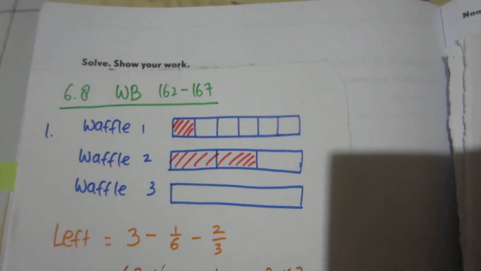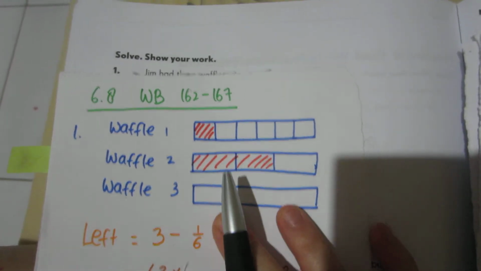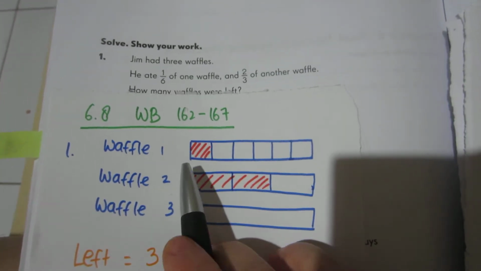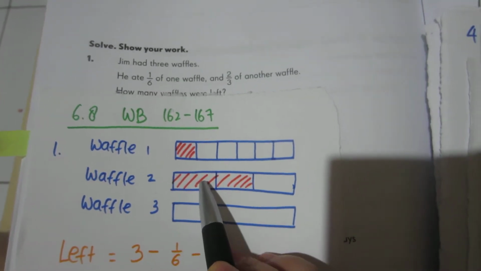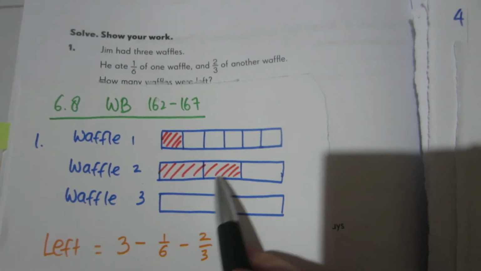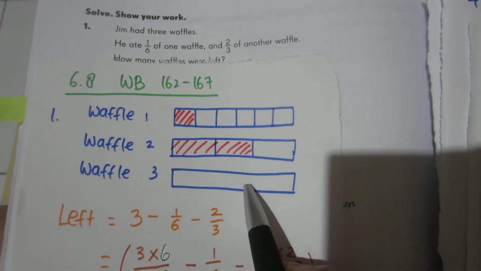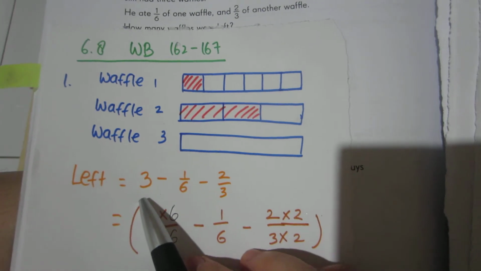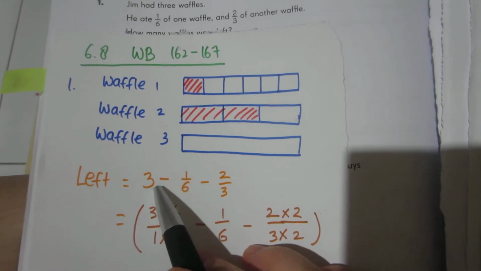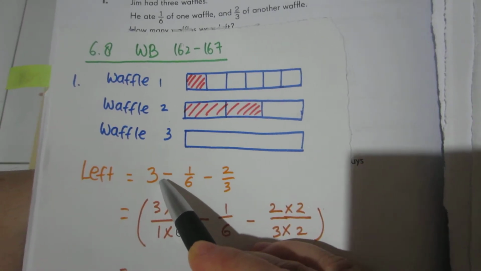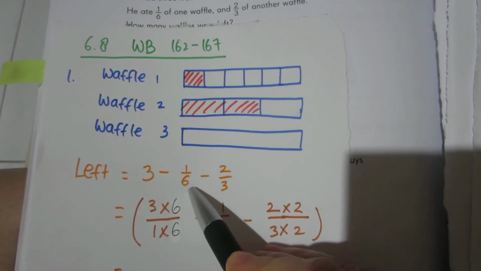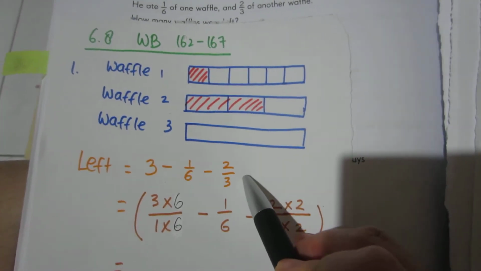So if we draw it, this is waffle number 1, which he ate 1/6, and then the second one, which he ate 2/3, and waffle 3, which he didn't eat at all. How many parts are left? So we have 3 waffles altogether, already eaten 1/6 and already eaten 2/3.